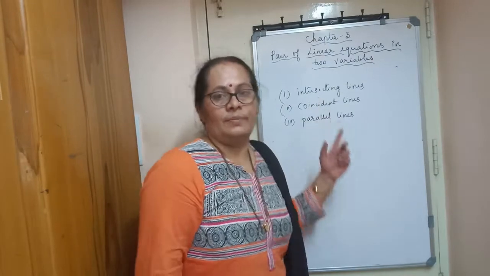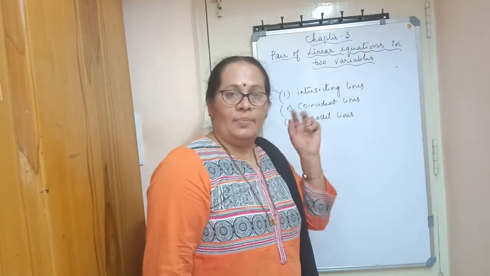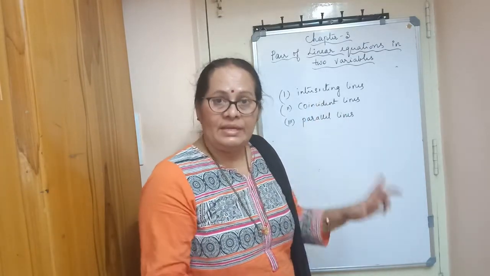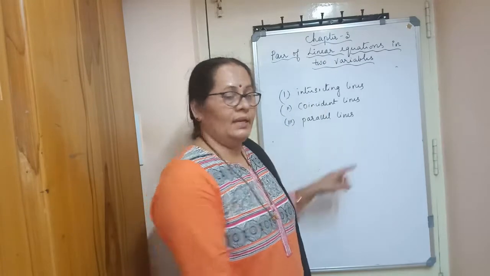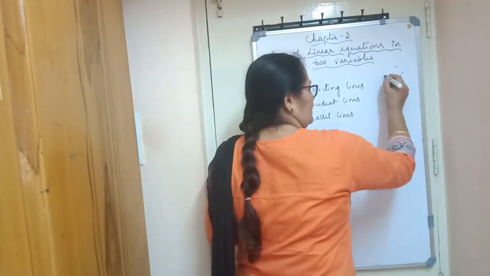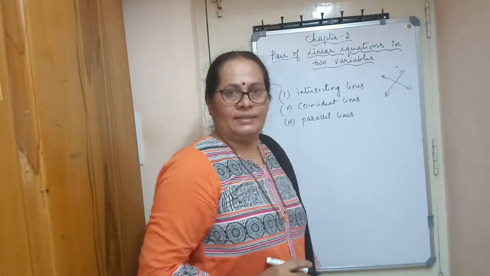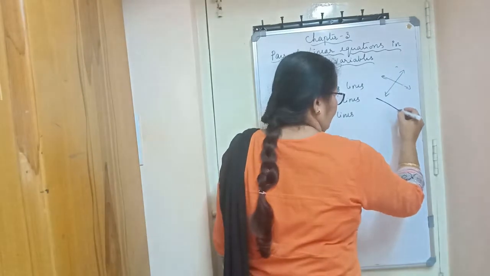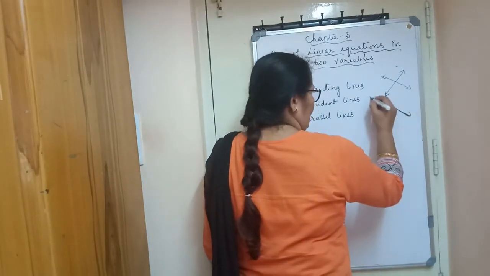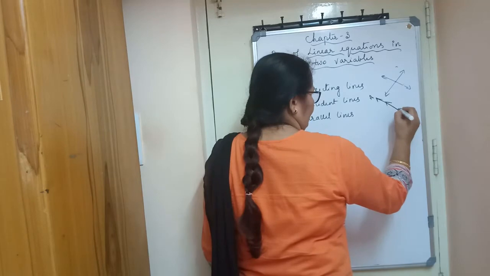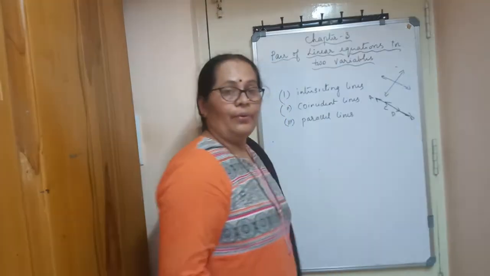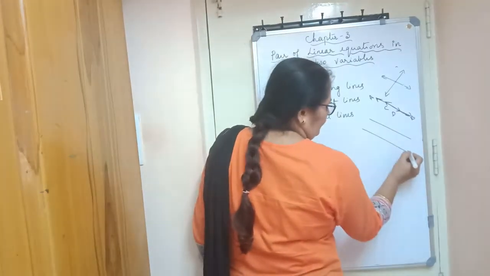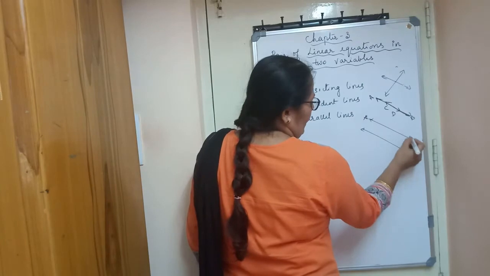Only one possibility is there. If you take a pair of linear equations, any one of the possibilities will be either you will get intersecting lines like this. So, this is called intersecting lines. Then coincident lines, overlapping lines. So, one line AB, on that one more line CD. So, coincident lines. And the third possibility is parallel lines.